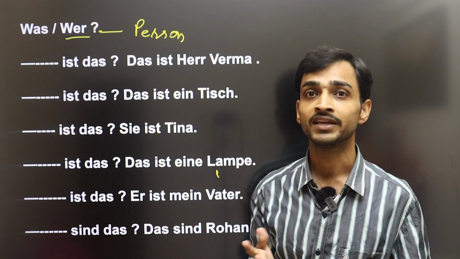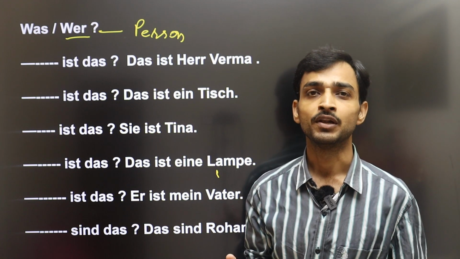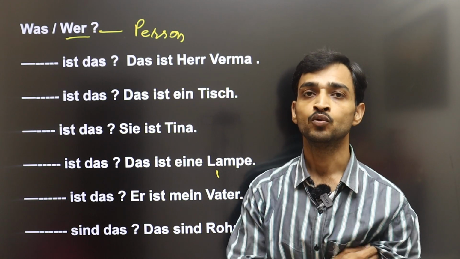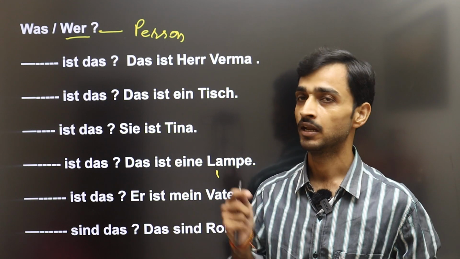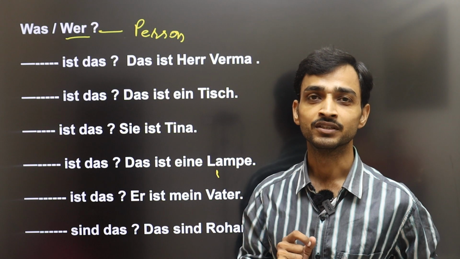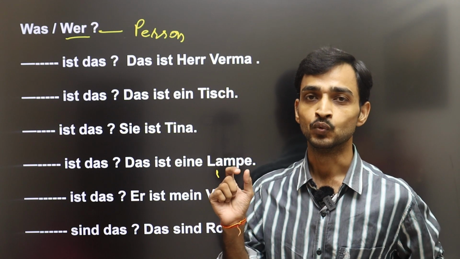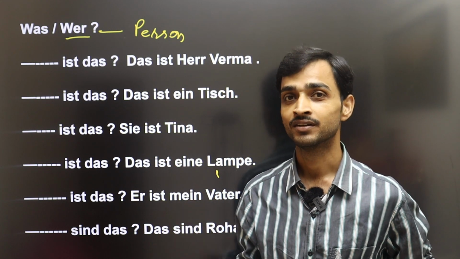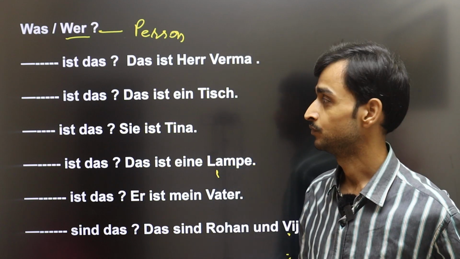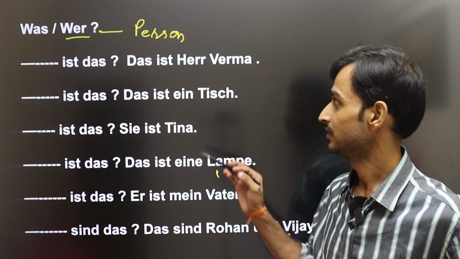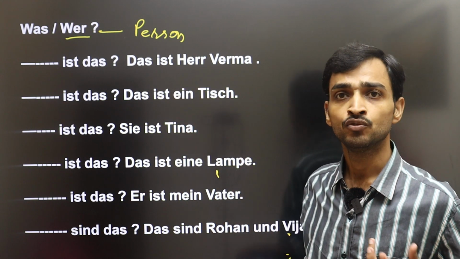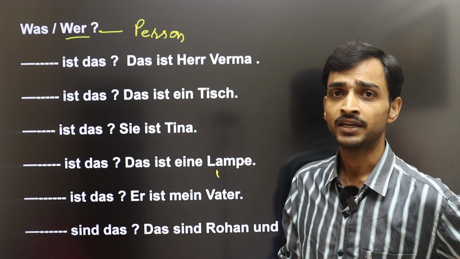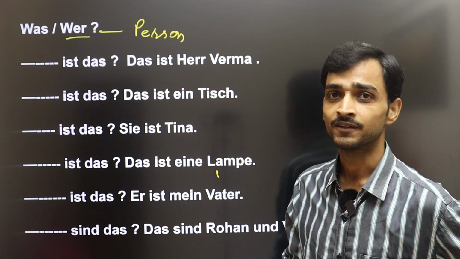And was is for thing, anything: table, chair, lamp, house, sofa. I will use was. So we have to fill up the suitable question word, W-Frage, was or wer. This we have to do. So you can see I have written the answer here. You will see the answer first, and then you will identify whether we should write was or wer.